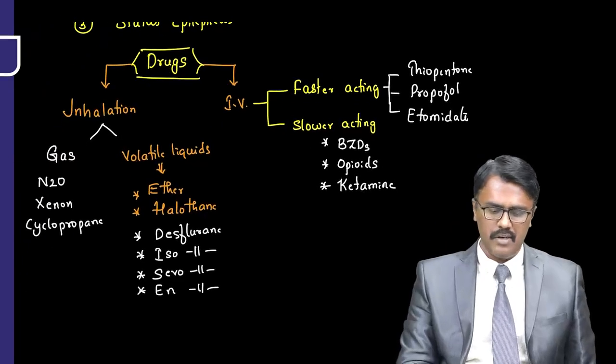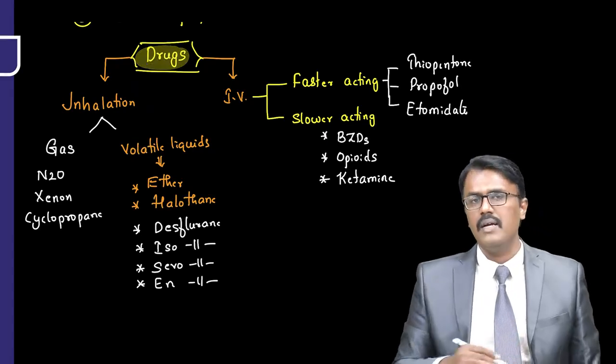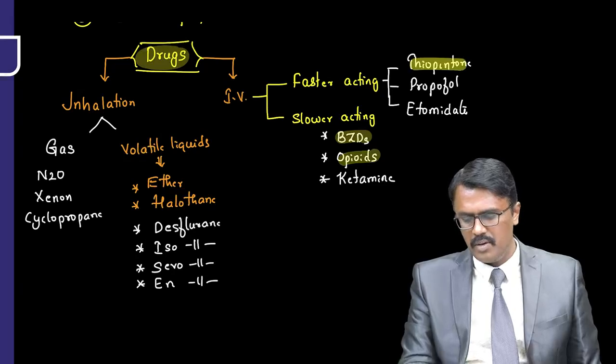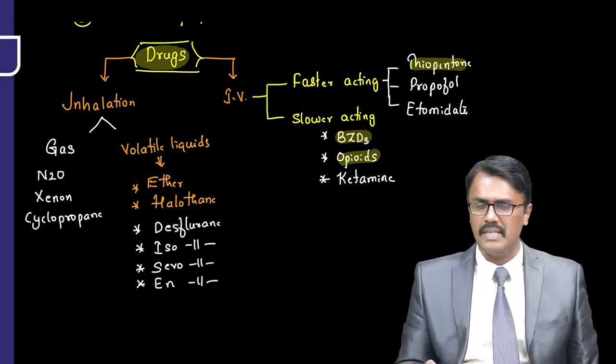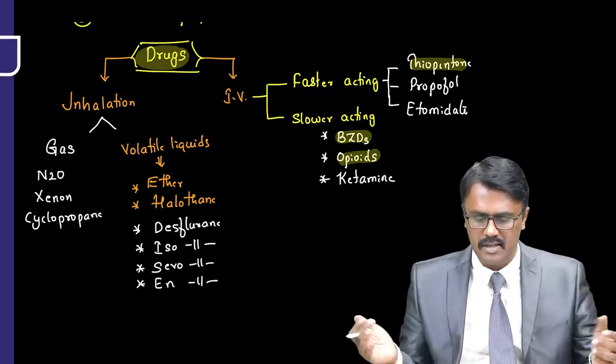So we can give drugs for anesthesia in two ways, either by inhalation or by intravenous. Benzodiazepines, opioids, and thiopentone we have already discussed in the CNS topic. We need to discuss the inhaled anesthetics in detail. Let us start our journey.